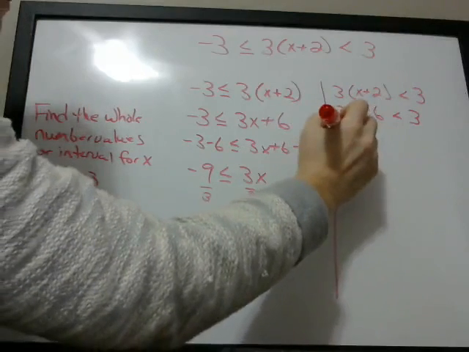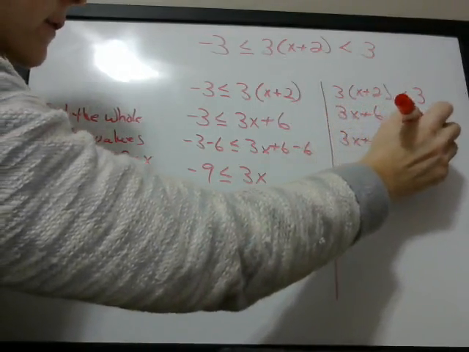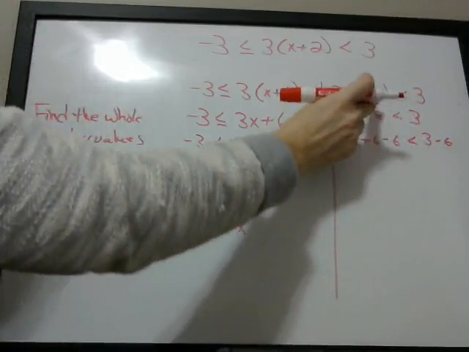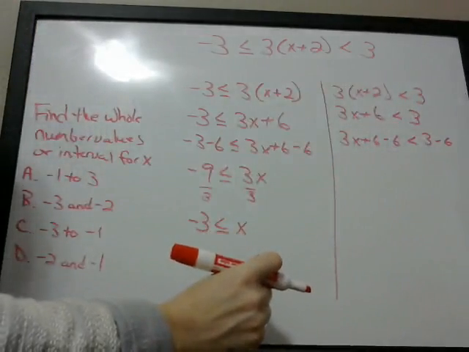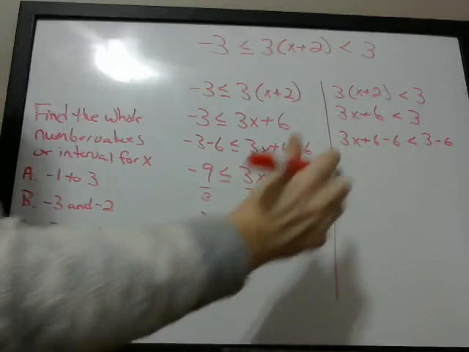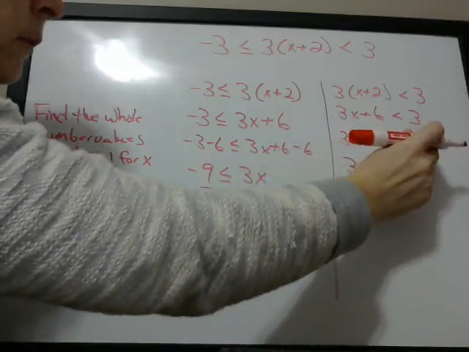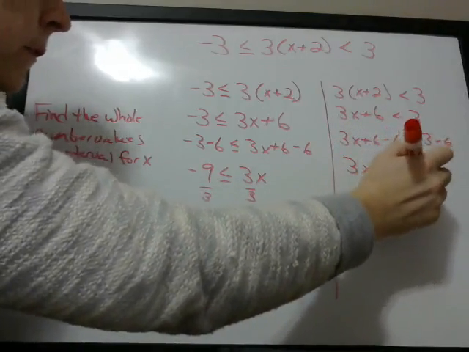We need to get rid of the 6. 3x plus 6 minus 6 is less than 3 minus 6. If you don't know how to solve this algebra problem, you need to watch the videos on solving basic algebra problems. So we have 3x. 3 minus 6 is negative 3.